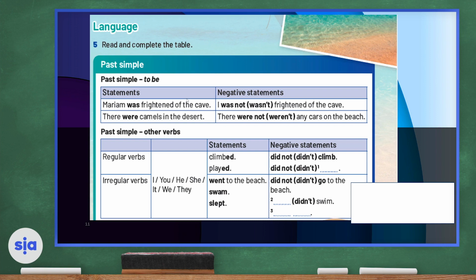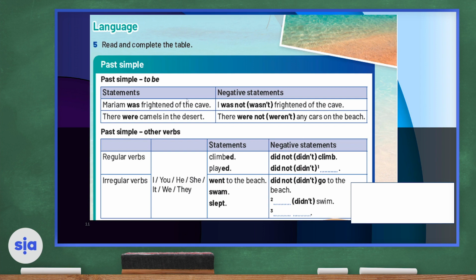Now, let's read the second example. There were camels in the desert. And the negative will be there weren't any cars on the beach, or there weren't any camels in the desert this time. Now, I want you to fill in the blanks for the regular verbs, negative statements, and the irregular verbs and their negative statements.